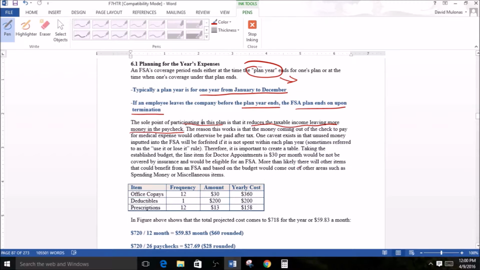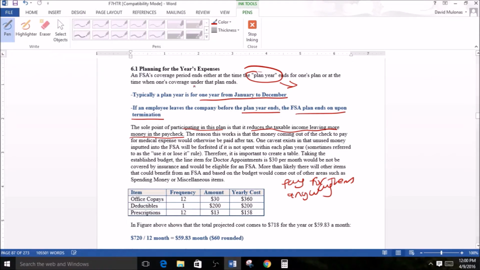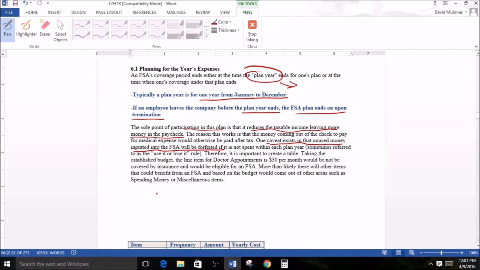Because no matter what you do, for all the expenses that at least you know of that you're going to pay for, you're going to pay for them anyway. What we're doing is trying to put more money in your pocket. So here is one caveat to think about. And this is very important when we make decisions here. This is the challenge and the difficulty of doing an FSA, and that is right here. Money inputted into the FSA will be forfeited if it's not spent in the plan year.